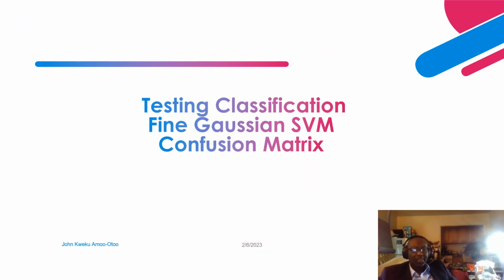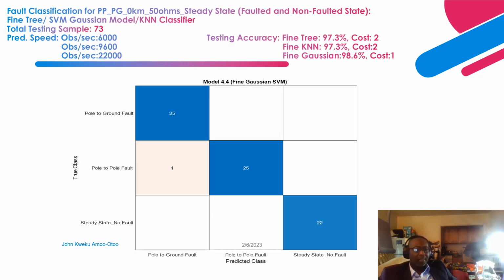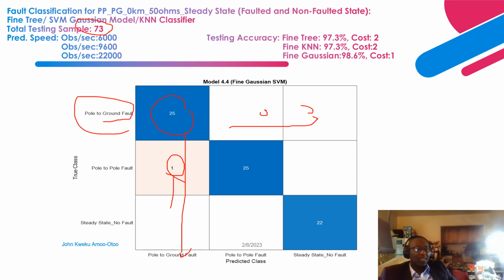Now let's take a look at the testing classification for the fine Gaussian support vector machine. For the fine Gaussian, out of the testing sample of 73, that is everything in this box totals 73. For pole to ground fault, 25 of them were correctly classified, no misclassification, 0, 0. And for pole to pole fault, 1 was misclassified as a pole to ground fault, 25 were correctly classified as pole to pole, no misclassification between pole to pole and steady state. And for steady state, 22, all of it accurately classified.